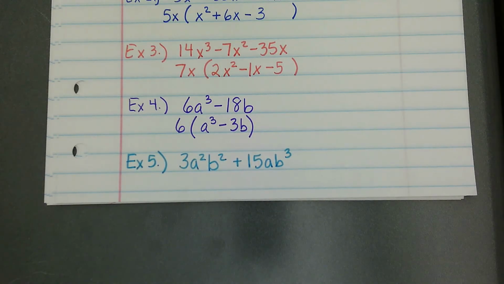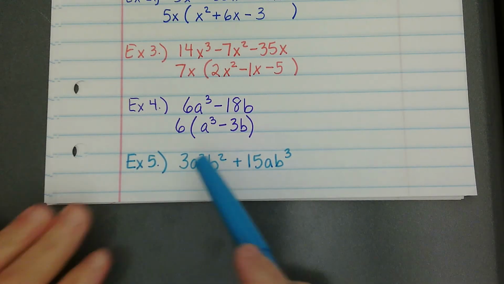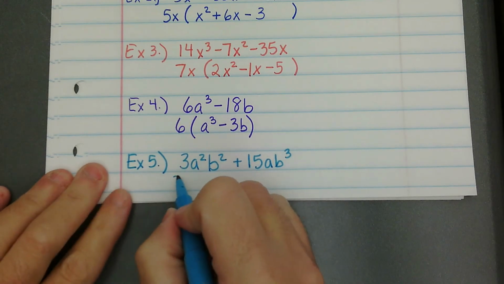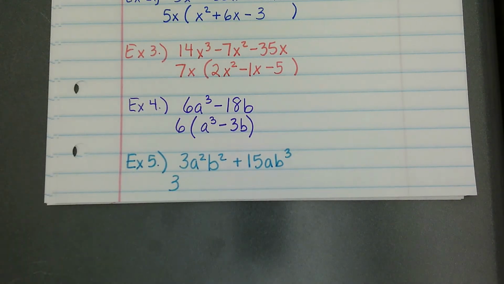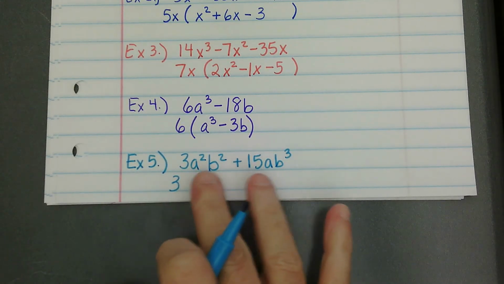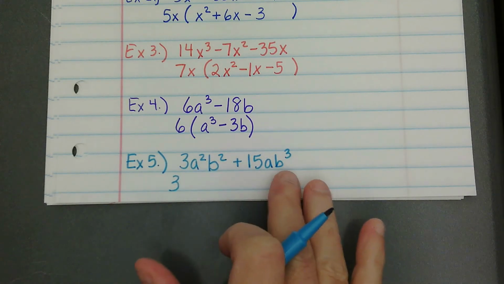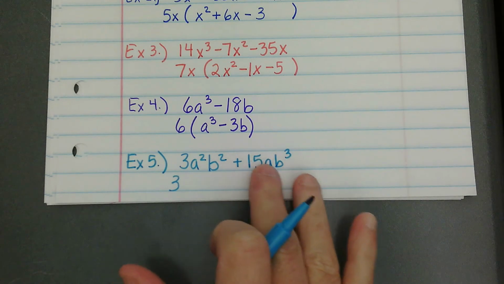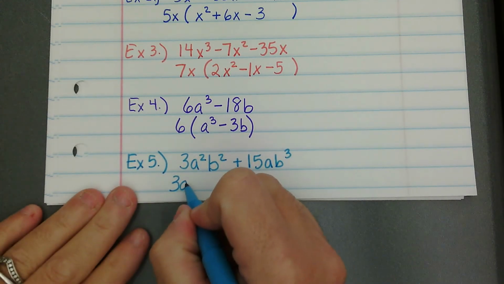Example 5 has 3 as a GCF because 3 is the common factor with the numbers. But let's take a look at the variables. Does each term have an a? Yes. What's the lowest exponent of a? Oh, just a regular a. So that's our GCF for a.